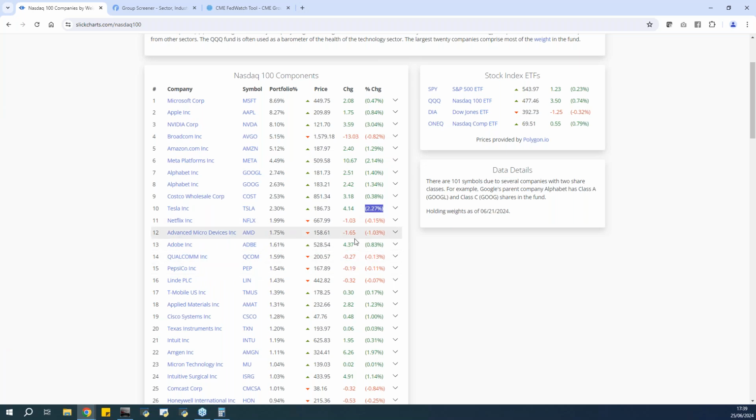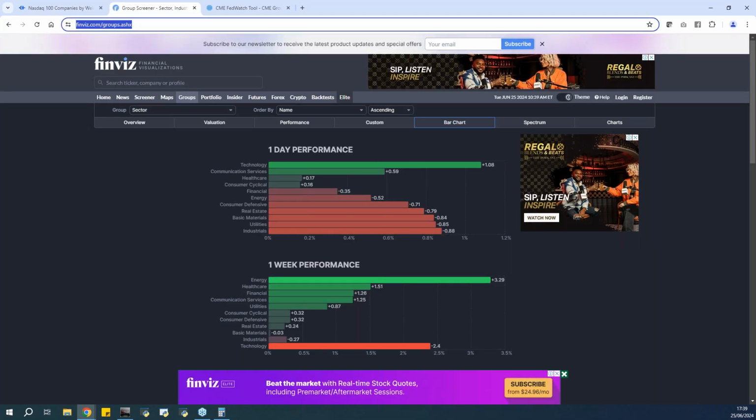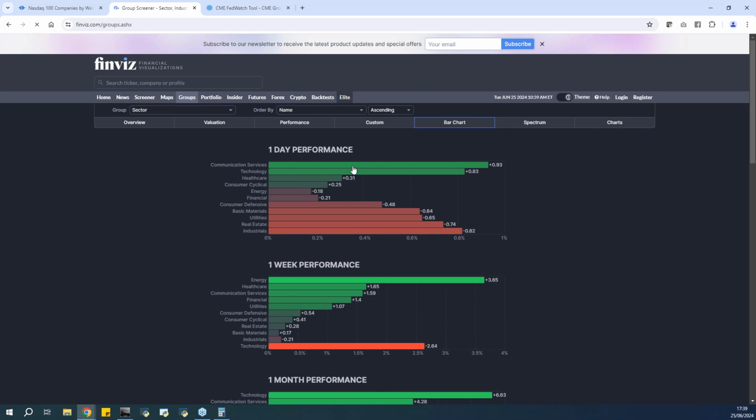This area is of slight concern. We're going to keep an eye on that. But again, to be honest, these are very small declines. It's definitely something we're going to keep an eye on. Of course, we're going to keep an eye on this as well.